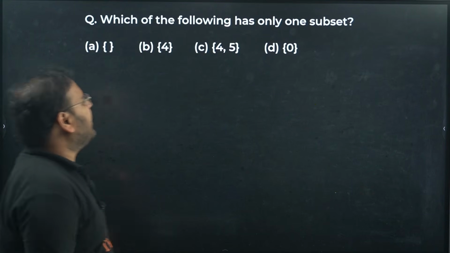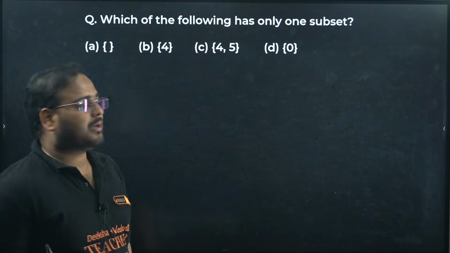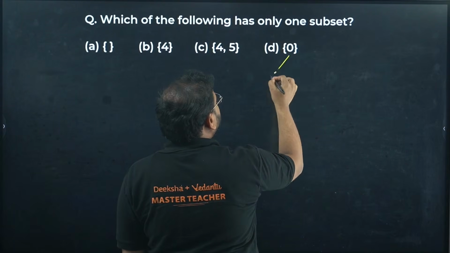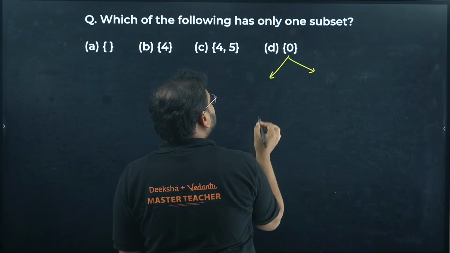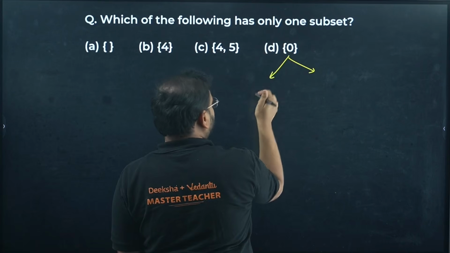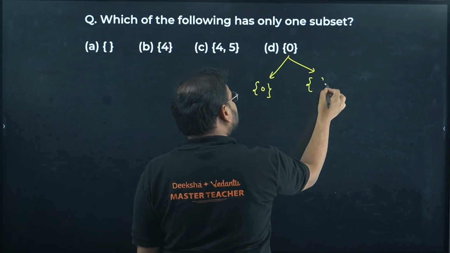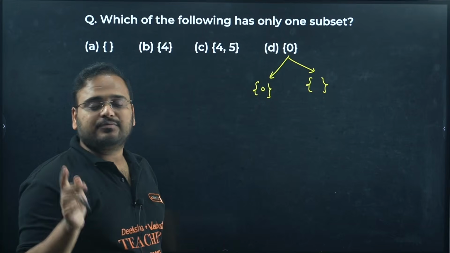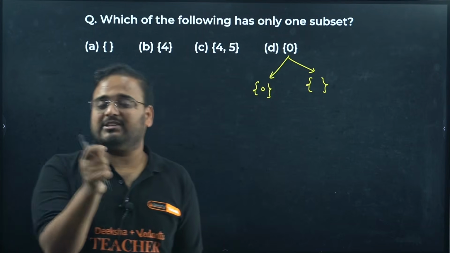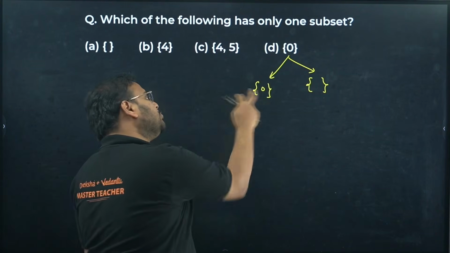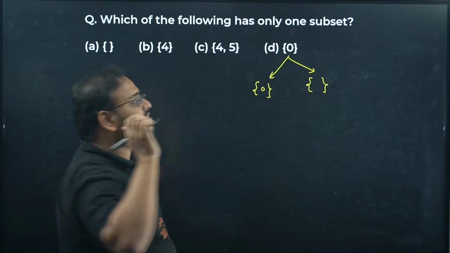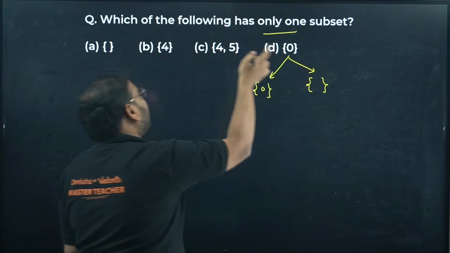Which of the following has only one subset? Okay, think about it. How many subsets are there? Over here, I said every set is a subset of itself. Let me repeat this: even the null set is a subset of every set. Means for the set which has only one element, 0, it has two subsets. I'm looking for a case which has only one subset, and that is this case.